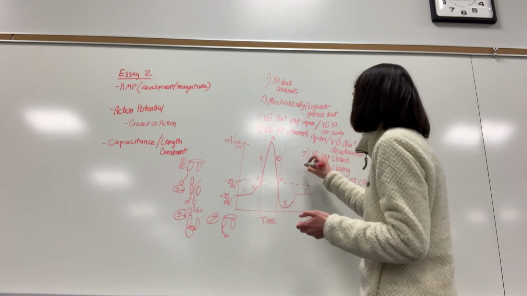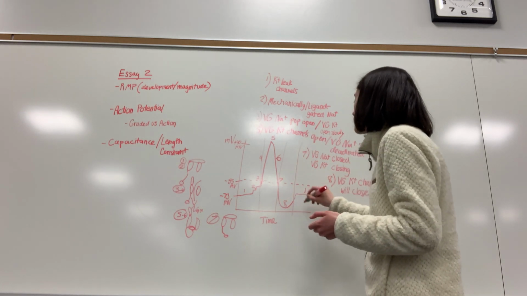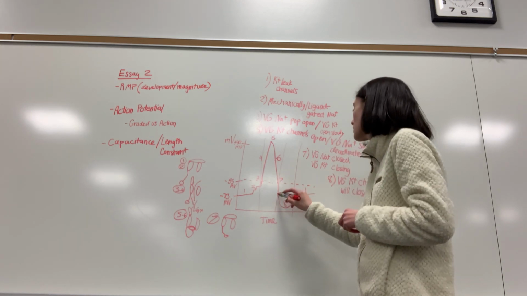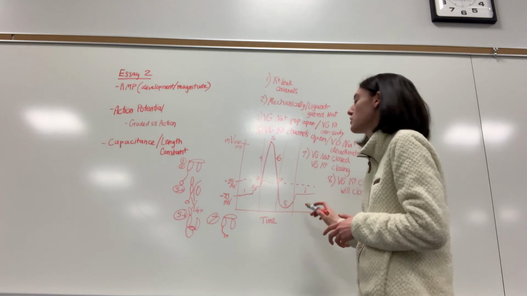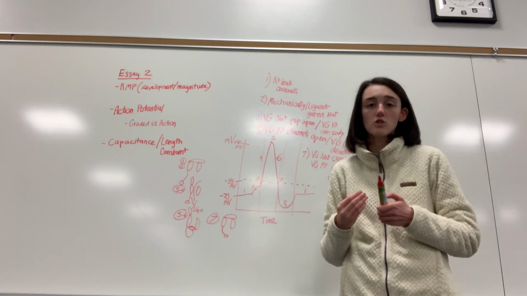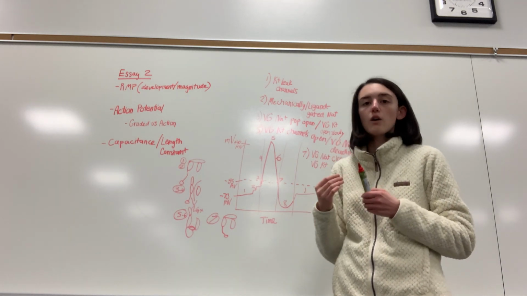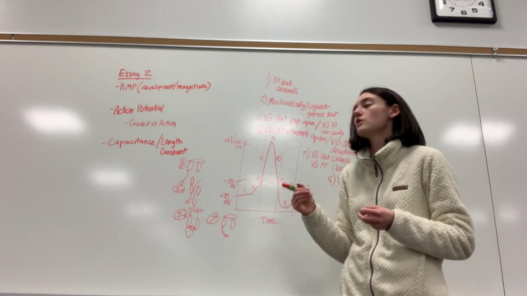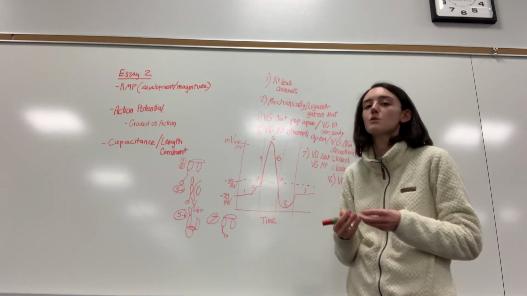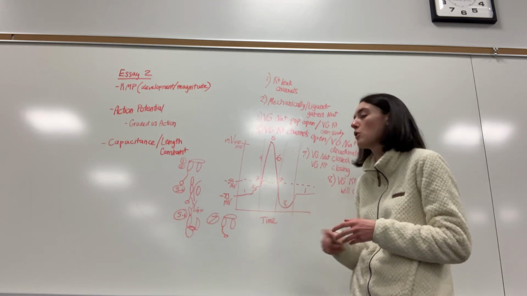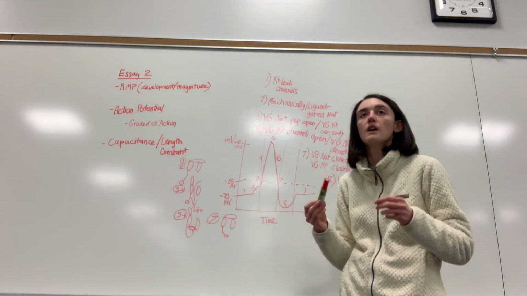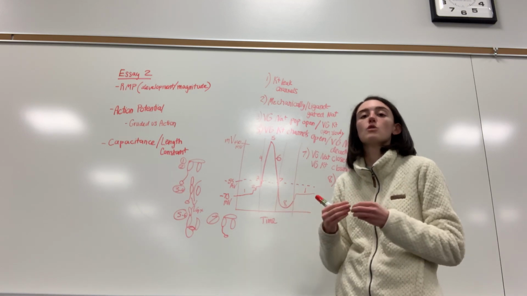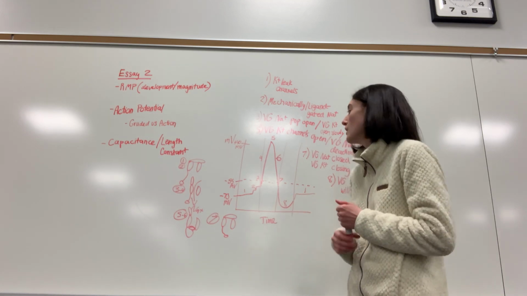The relative refractory period is represented in this area when the cell starts to repolarize past the threshold and go into hyperpolarization. And essentially, that is describing how it is possible for a cell to have another action potential, but because it is very hyperpolarized past the resting membrane potential, it is going to have a harder time reaching an action potential, so it will require a stronger stimulus.